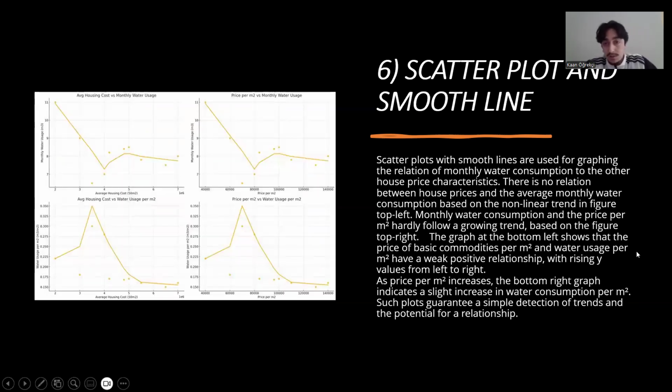The sixth one is scatter plot and smooth line. Scatter plots with smooth lines help visualize potential relationships between water usage and housing prices. While most graphs show weak or no clear trends, some indicate a slight positive relationship between price per meter square and water consumption.